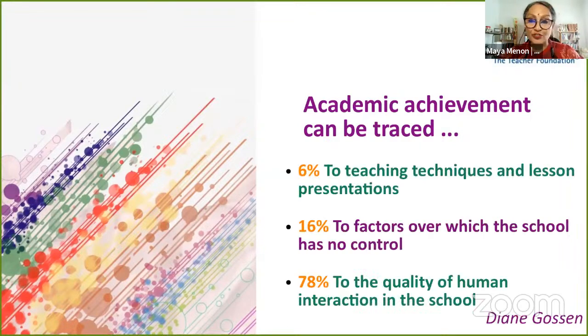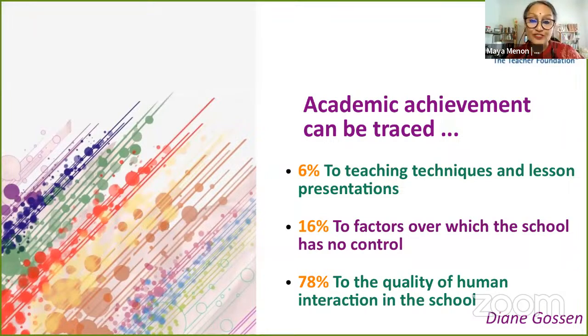Academic achievement can also be traced to more data. For instance, 6% to teaching techniques and lesson presentations, 16% to factors over which the school has no control. Again, we're getting data from other sources. This is from an international source.